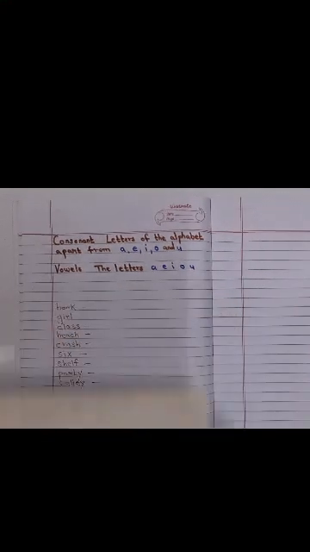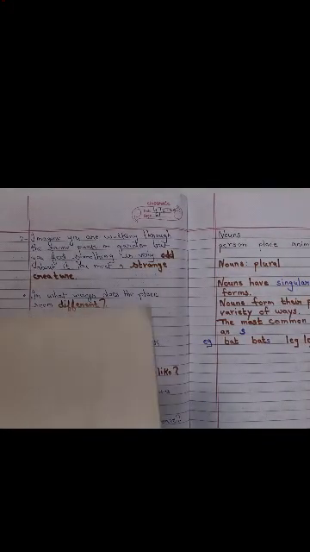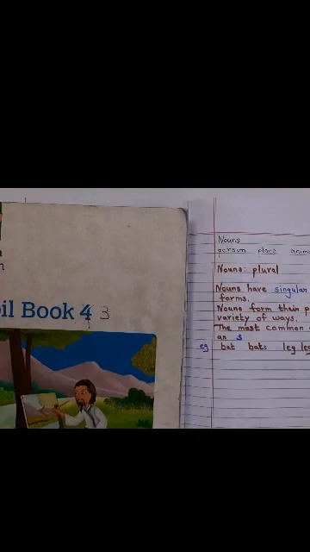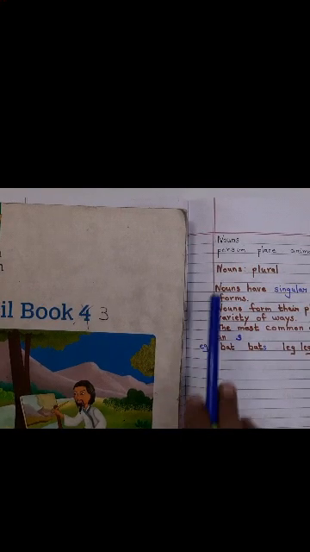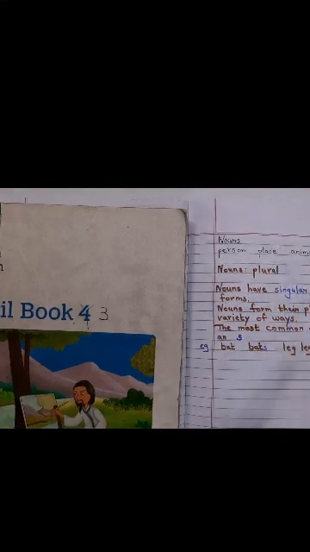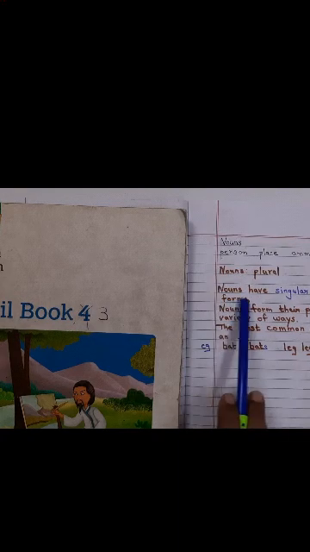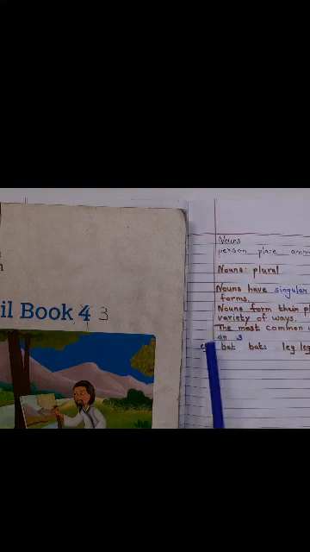Now children, since you are familiar with this, I will quickly go through it. So nouns, children, as I said, person, place, animal, things. Here you have your proper nouns, common nouns also. Today basically, children, we are focusing on forming of plural nouns. Okay, so nouns have singular and plural forms.